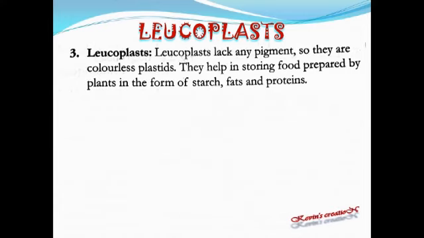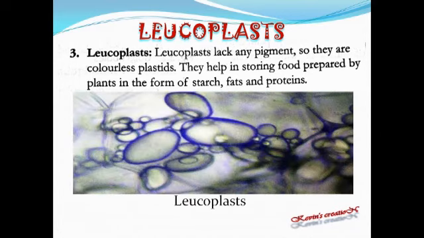Then comes the last one here, leucoplast. Unlike chloroplast and chromoplast, leucoplasts lack any pigment, so they are colorless plastids. They don't have any color. They help in storing food prepared by the plants in the form of starch, fats and proteins. So this is the structure of leucoplast.